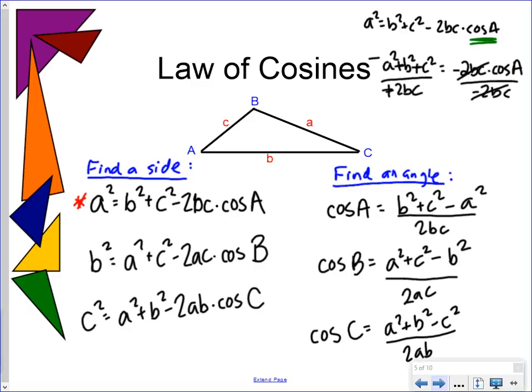So technically you could say there are 6 formulas for the law of cosines. Do I expect you to memorize 6 separate formulas? No. I think you're at a point where you could probably know the first 2 and then work to know your patterns, what's happening in each formula, what changes, and then you can adjust depending on which side or which angle you're trying to find.